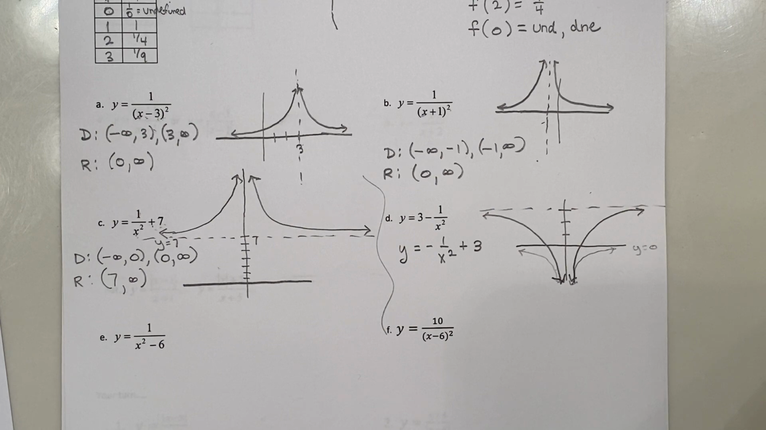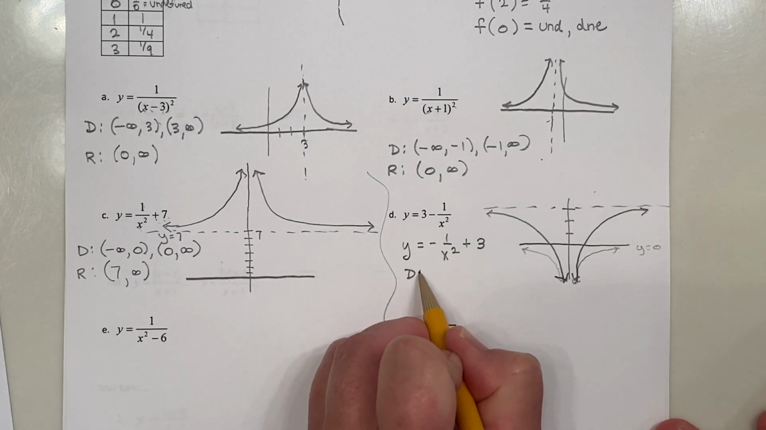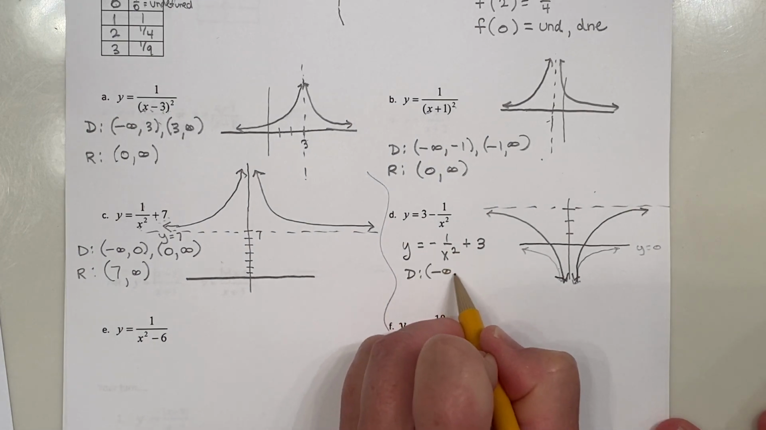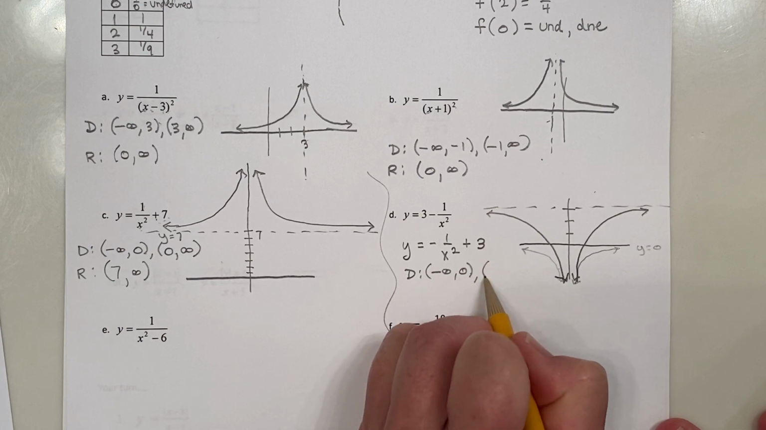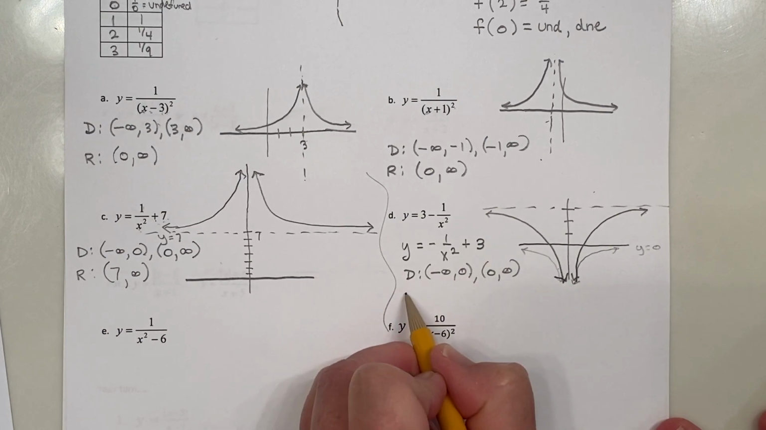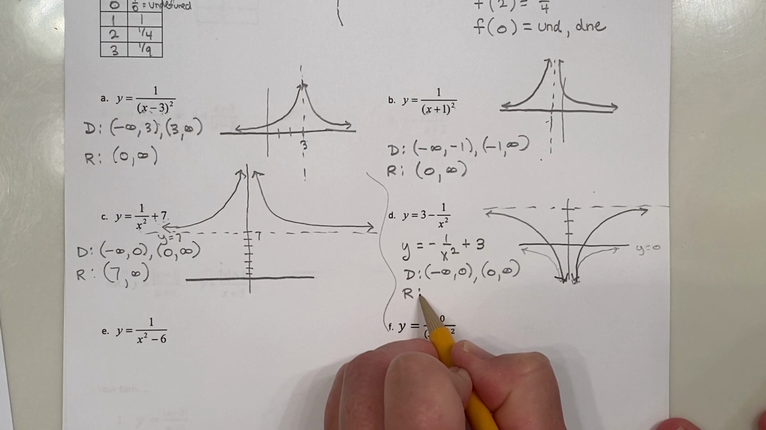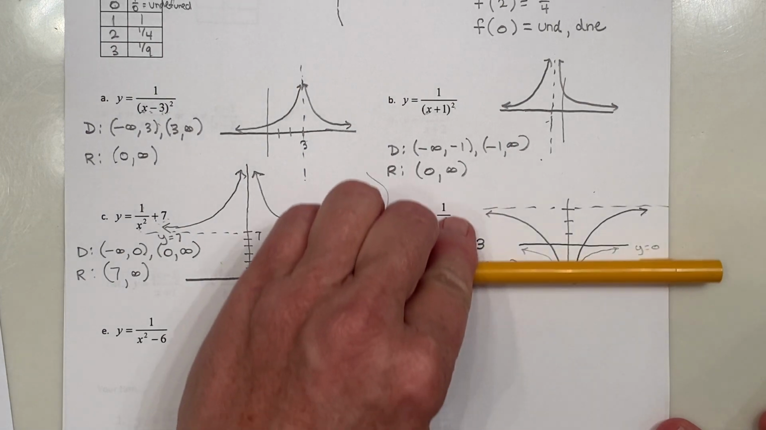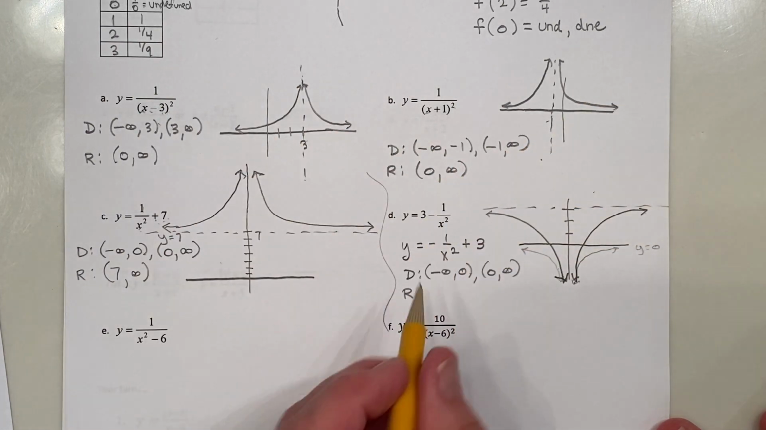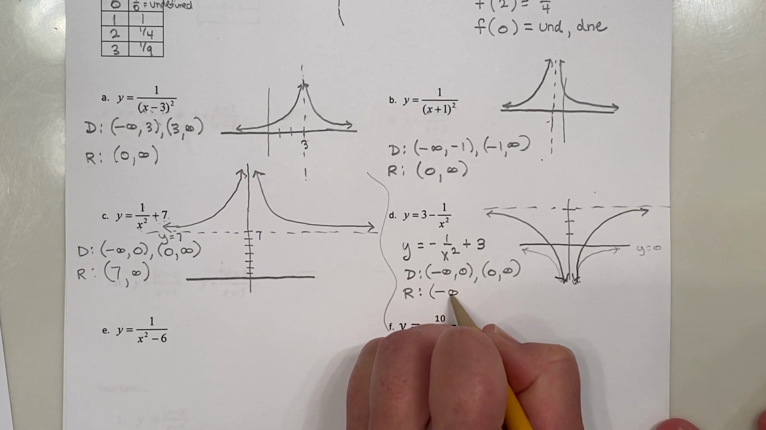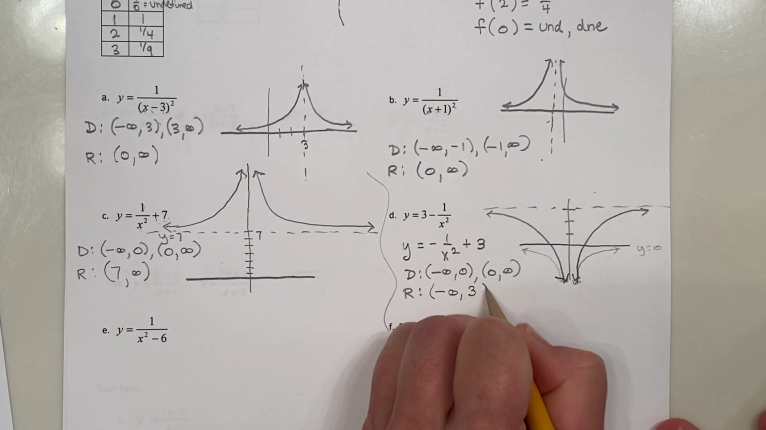Good enough sketch? Let's see if we can record the domain and range. Well, the domain is all reals but 0. And the range is going to be negative infinity up to, now I have a cap on my answer, 3, but we don't want to include 3.